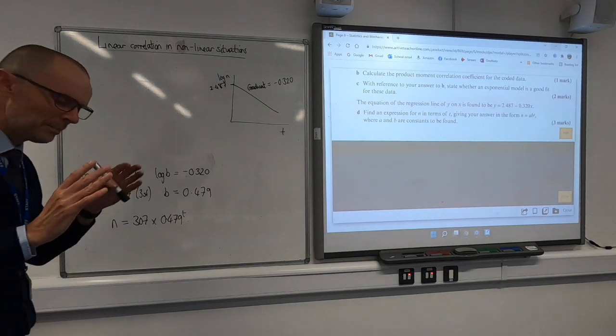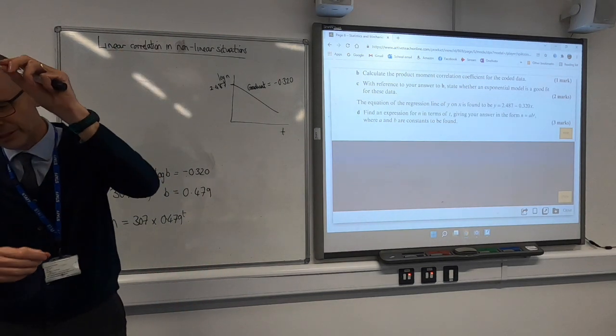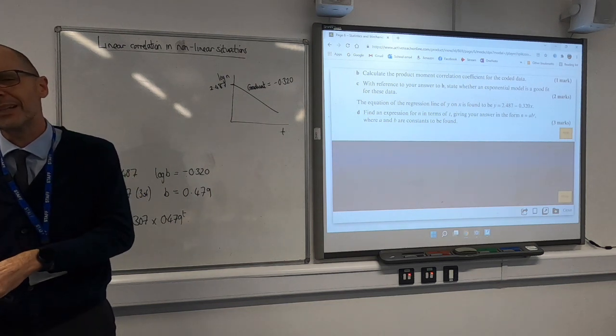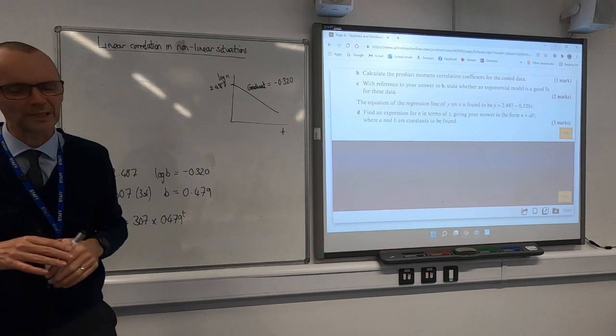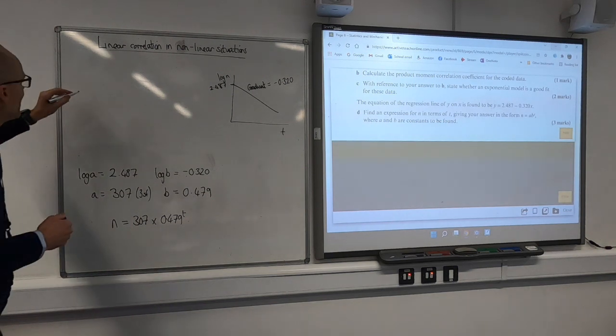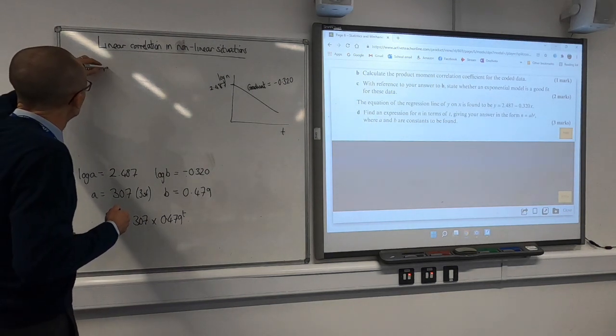So pendulum experiments, I never forget if it's squared or square rooted, but as the pendulum gets longer, the time that it swings, I think it's related to the square root of the length. Anyway, there are lots of things in science which are related by a power, not exponentially. So I call this a power relationship.